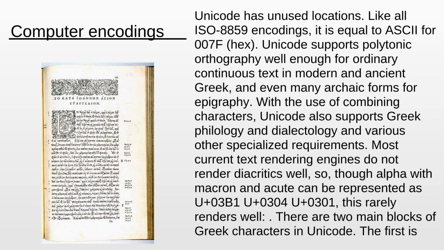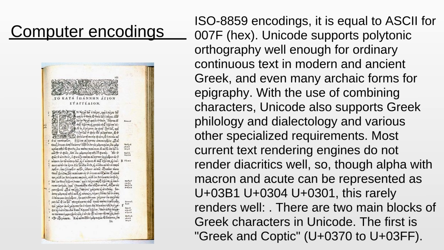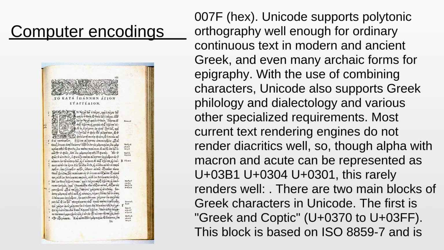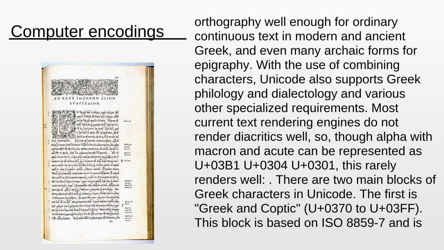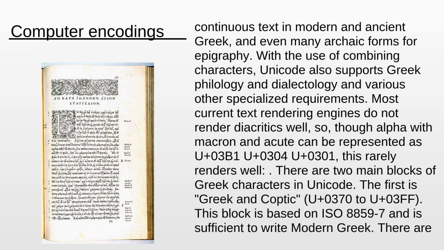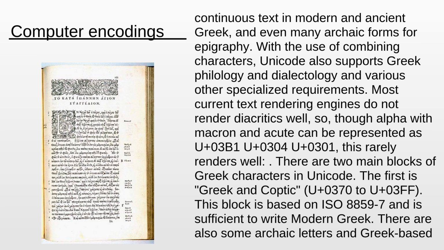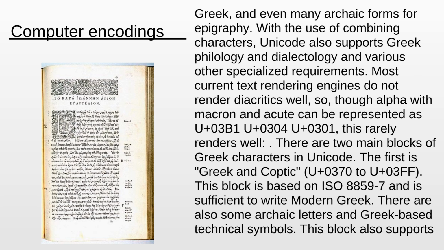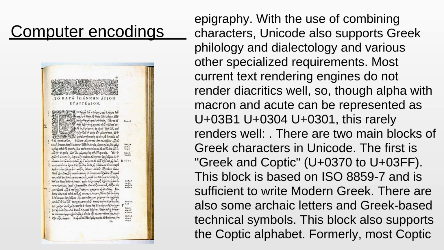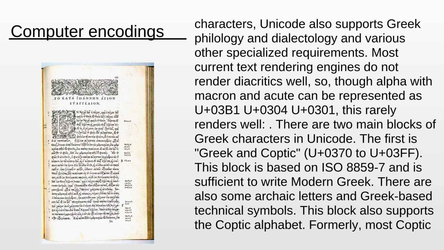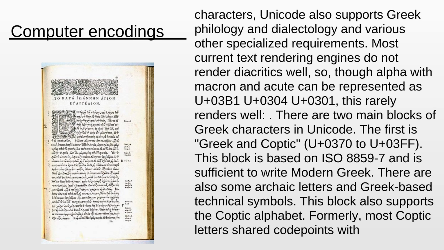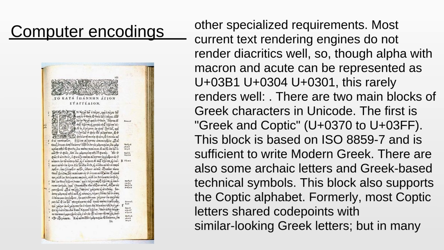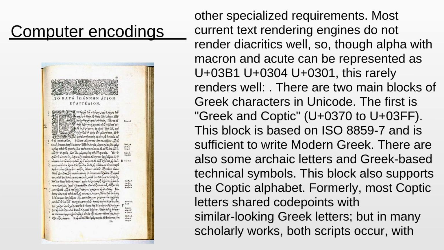The two principal ones still used today are ISO/IEC 8859-7 and Unicode. ISO 8859-7 supports only the monotonic orthography. Unicode supports both the monotonic and polytonic orthographies. For the range A0 to FF hex, it follows the Unicode range 370 to 3CF. See below. Except that some symbols are used where Unicode has unused locations. Like all ISO 8859 encodings, it is equal to ASCII for 00 to 7F hex.